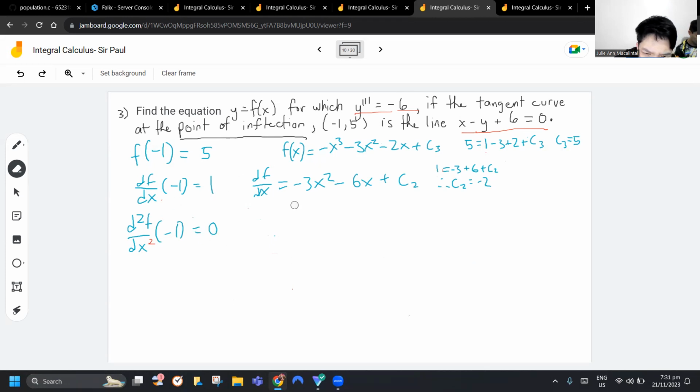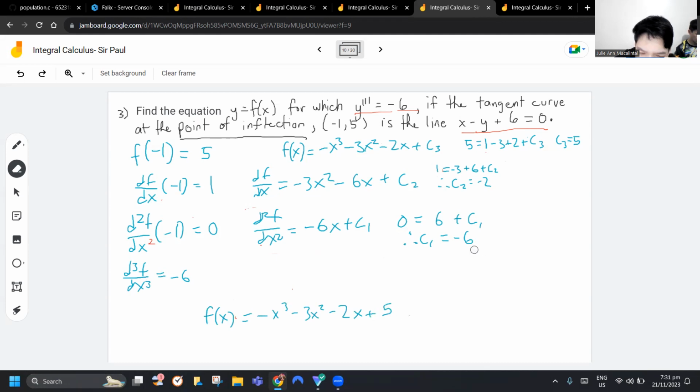For C2, we can use our knowledge that it's an inflection point. So it means that the second derivative is 0. And we can find the equation again of the second derivative, which means we can find C1, and we can finally complete our third derivative, which is -6. We can plug into our original function, and we get f(x) is equal to negative x cubed minus 3x squared minus 2x plus 5.